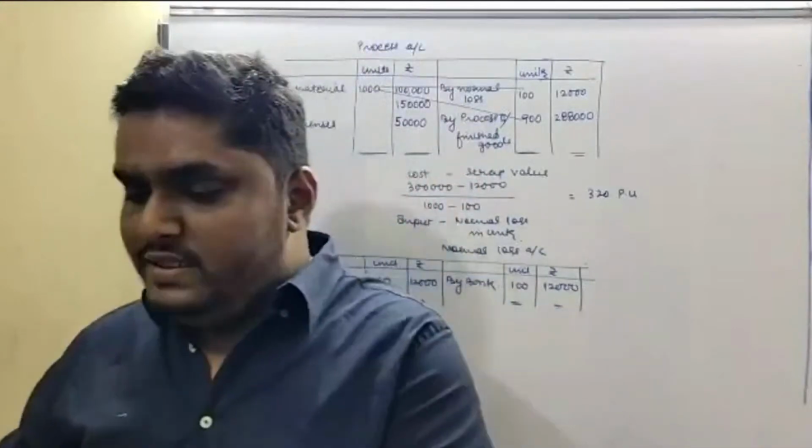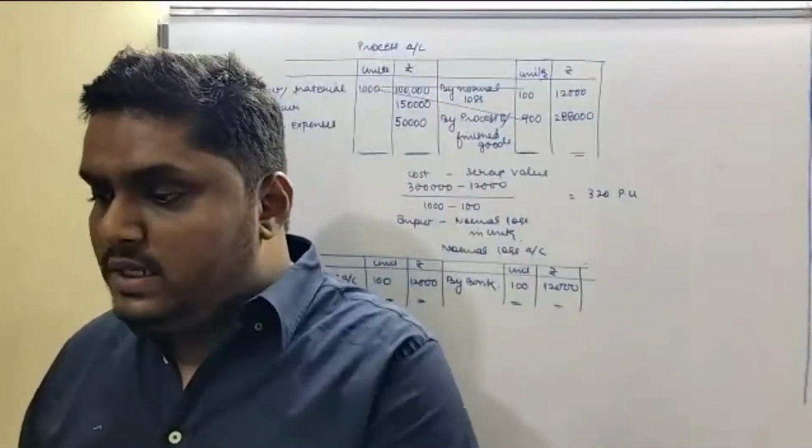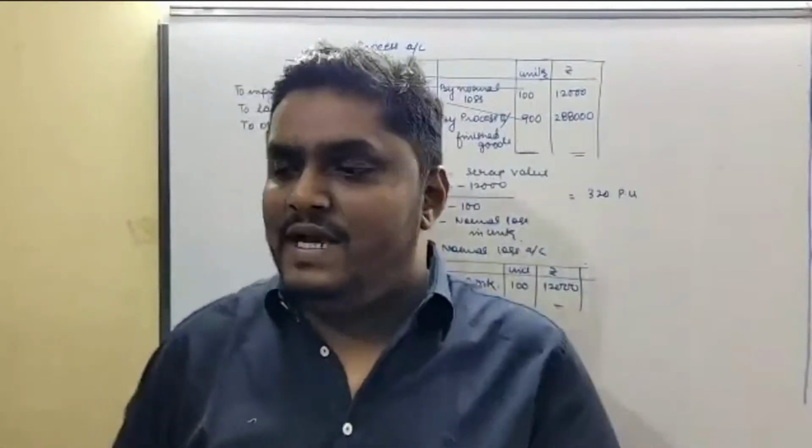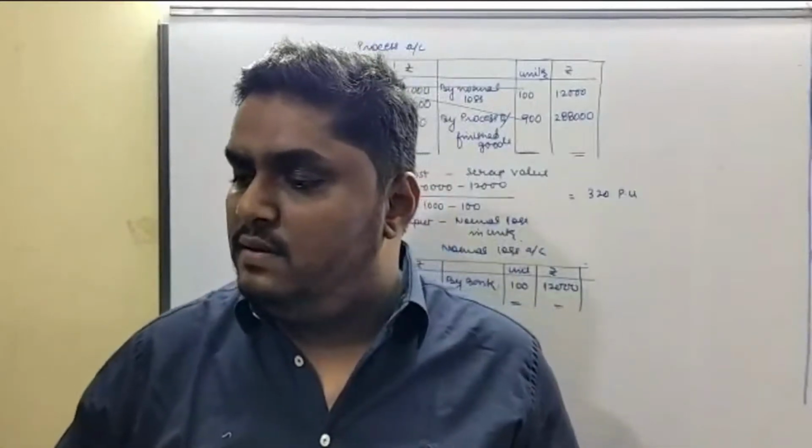If you guys have any queries in this part, how to present normal loss account in books, you guys can please ask me. Waiting for your queries, guys.